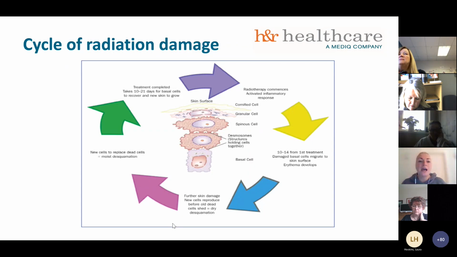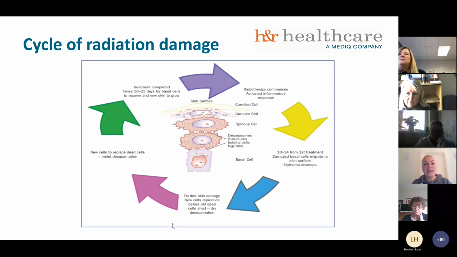So I love this image because it really explains why we see those skin changes through the cycle of radiation. So why do we see things changing throughout the treatment? So we know, looking at the image, that radiation impairs stem cell division within the basal layer of the epidermis, disrupting or sometimes halting the normal process of skin regeneration.